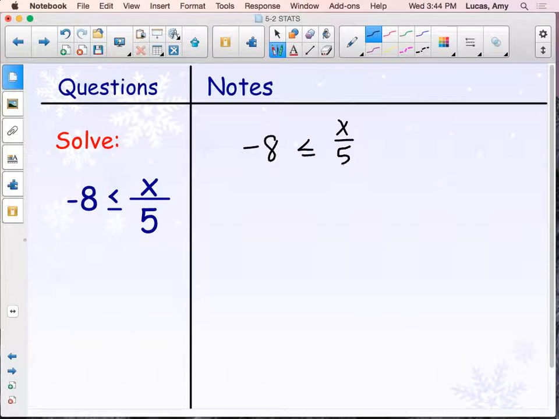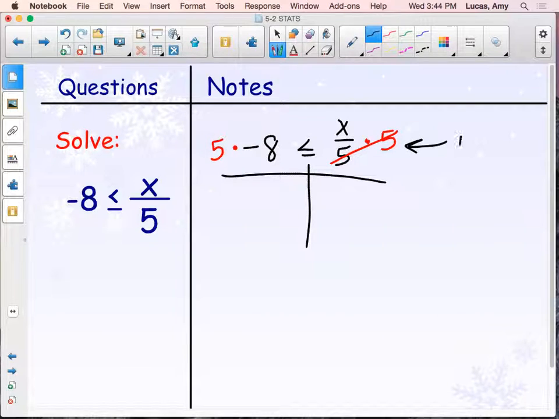Another example with a fraction. My action step on this one: I'm going to multiply by 5 because x had been divided by 5. That is a positive number, so I do not have to flip my symbol. 5 times negative 8 is negative 40, so negative 40 is less than or equal to x. If I turn it so that the variable is on the left, which you don't have to do, but I recommend it, it's a great habit, especially if you need to graph, my solution would be x is greater than or equal to negative 40.